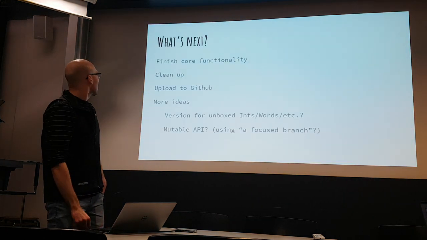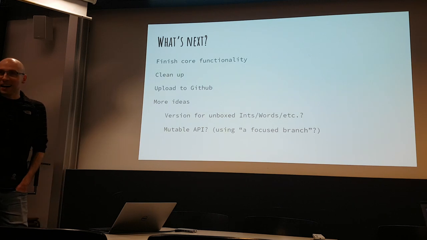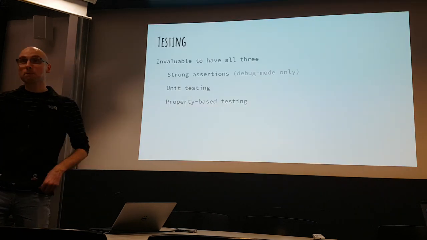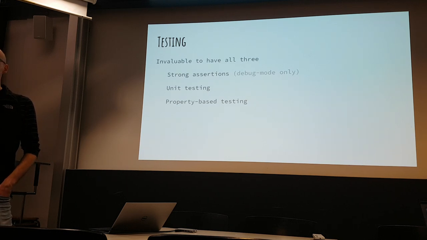So what's next? As I said, it's actually, yeah. So for property-based testing, do you just pick this operation, then generate a bunch of inputs and do this? Or do you generate operation sequences? Currently, mostly the former.